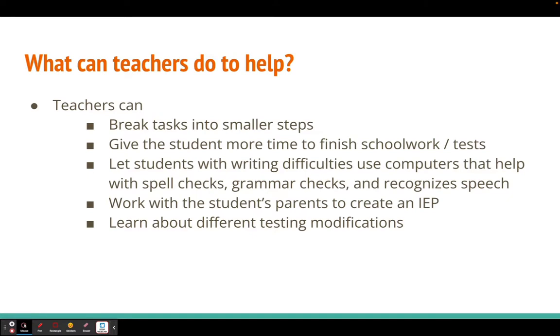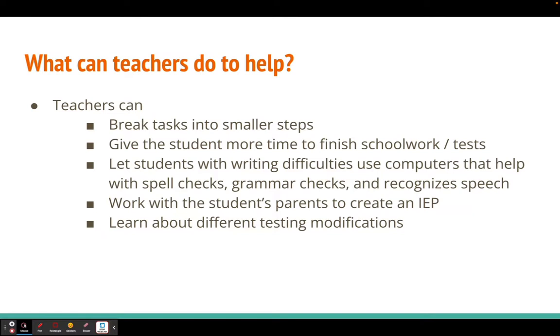And a learning disability makes it even harder because they're thinking, okay, I already don't have enough time, and on top of that, I have this disability that really makes it hard for me to read or write or understand or process this. So you want to work with that. And then we want to let students with writing difficulties use computers to help with spell checks, grammar checks, and recognized speech, right? It helps significantly with their sentence structure and how to spell things if they're not sure, especially if letters look different to them.